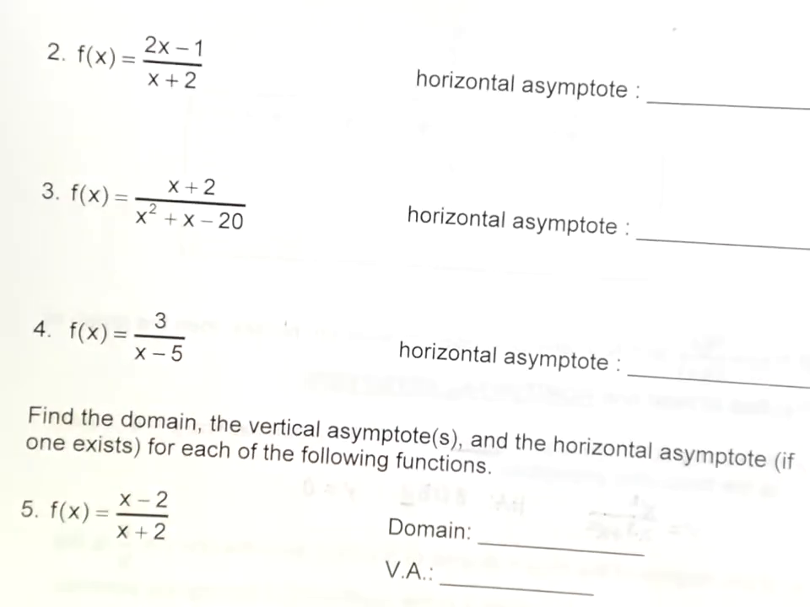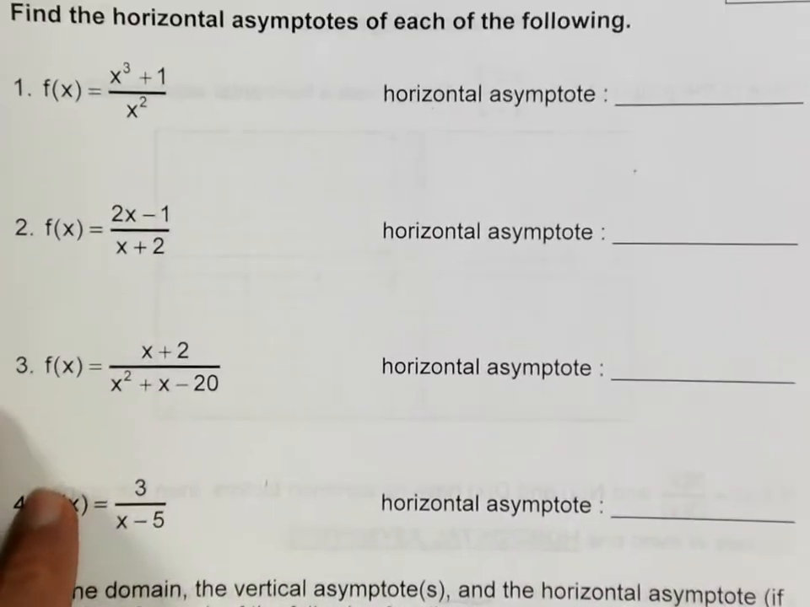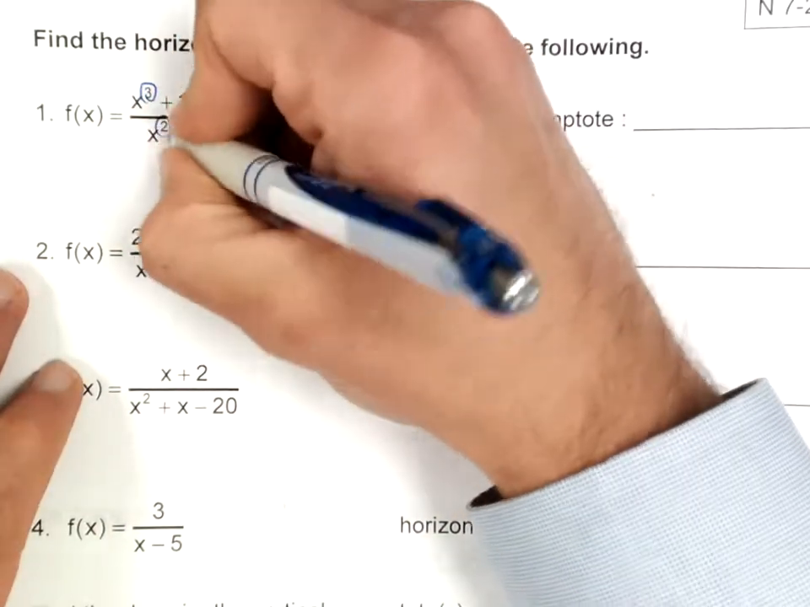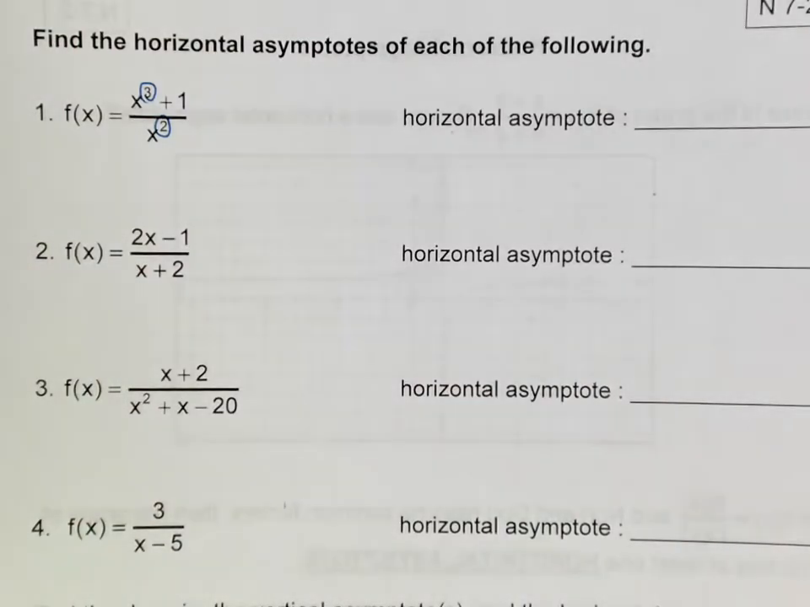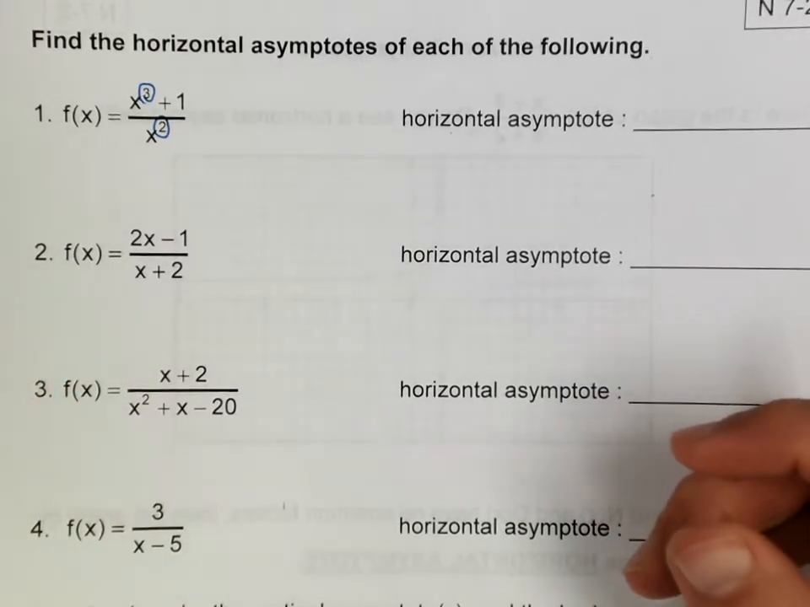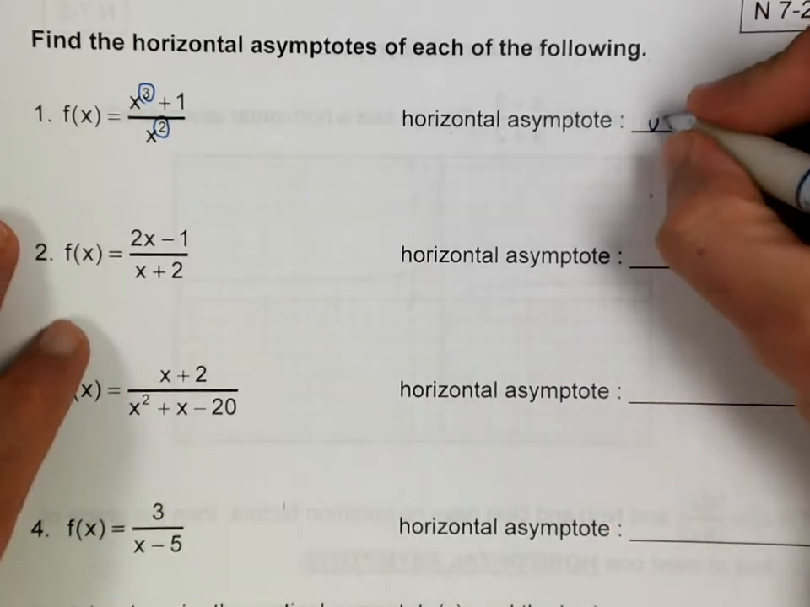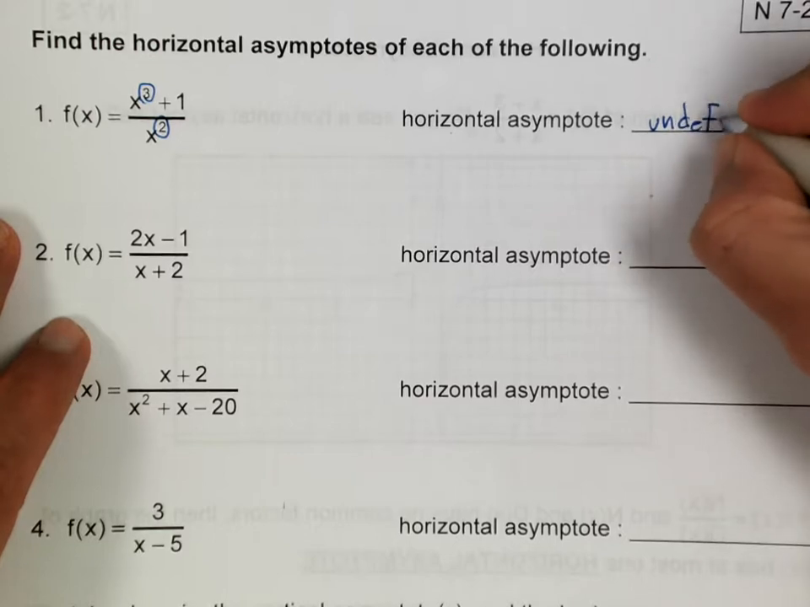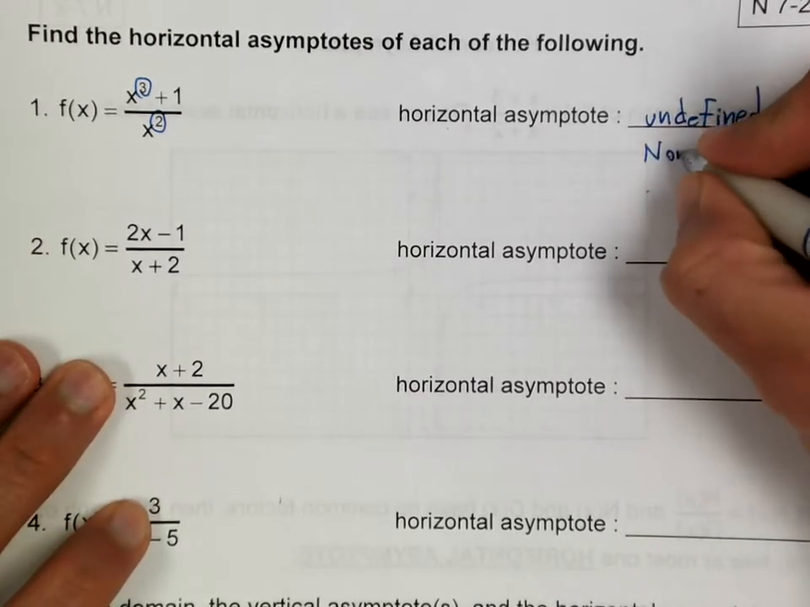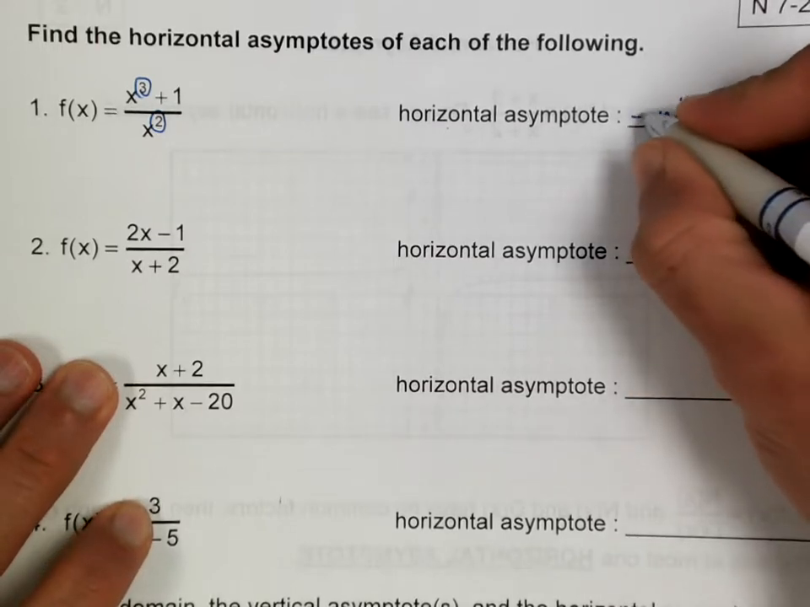So let's go ahead and actually use those rules to figure out the horizontal asymptote. In this, we're only going to talk about the horizontal asymptote. So look at the degree. Degree on top is 3, degree on bottom is 2. So look to see if it's bigger on top. Then this is going to be undefined, or no horizontal asymptote. So we can either write undefined, or none.